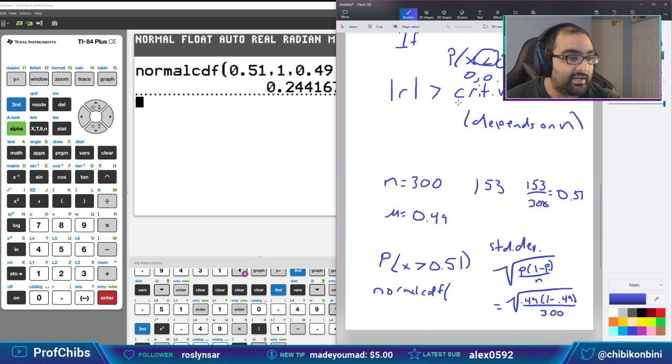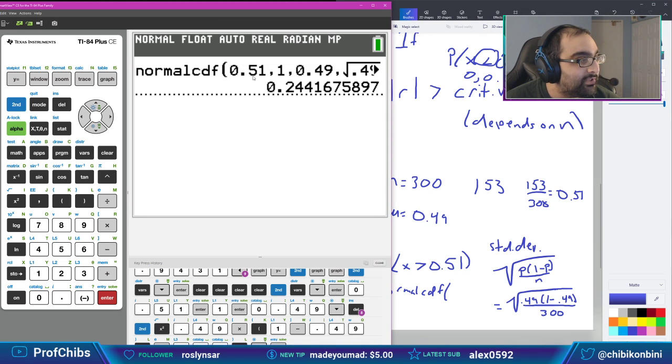But at the end of the day, it just depends, right? If you see how we did the actual problem here on the calculator, notice I put 0.51 and 1 here, so 51% to 100%. So I hope that makes sense there.